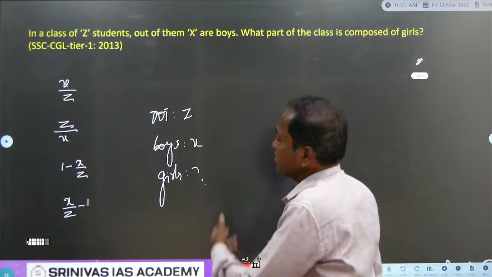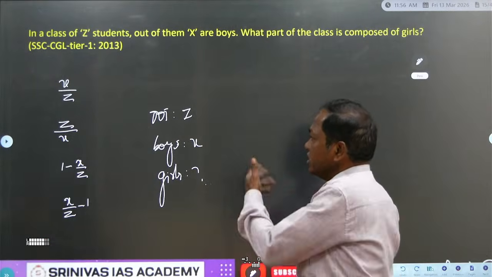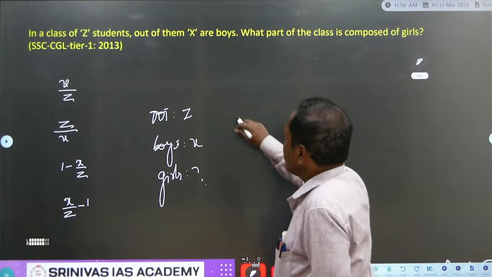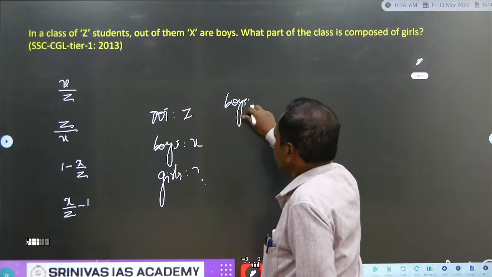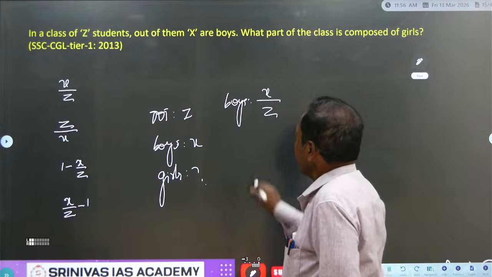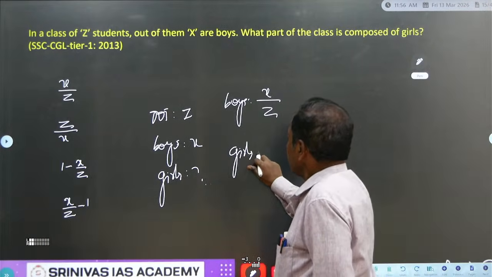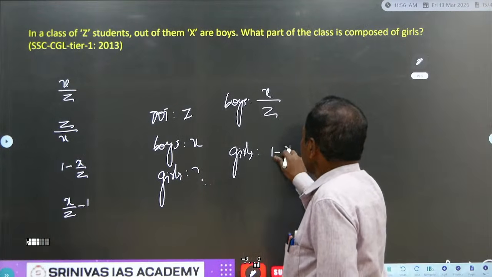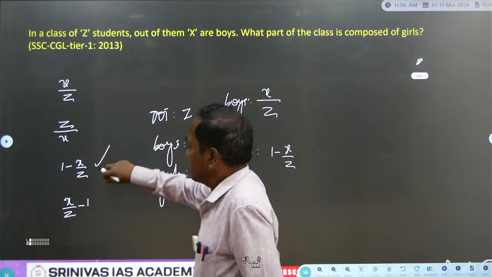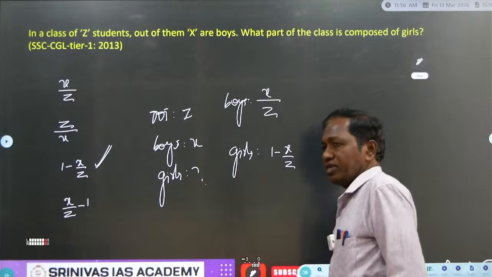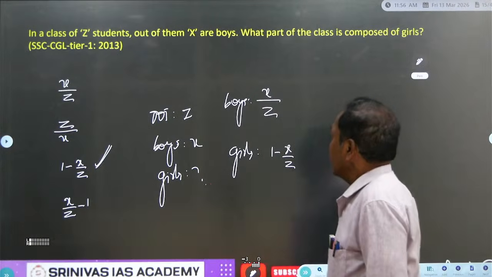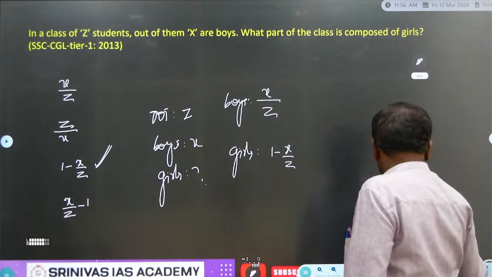Total class size is what? Z. Boys are x. This is a ratio, a fraction, as you can see. Boys can be written as x out of the total class z, so the number of boys out of z is x by z. Girls can be written as 1 minus x by z. Option C. That's a very typical one. Yes, option C is the appropriate one.